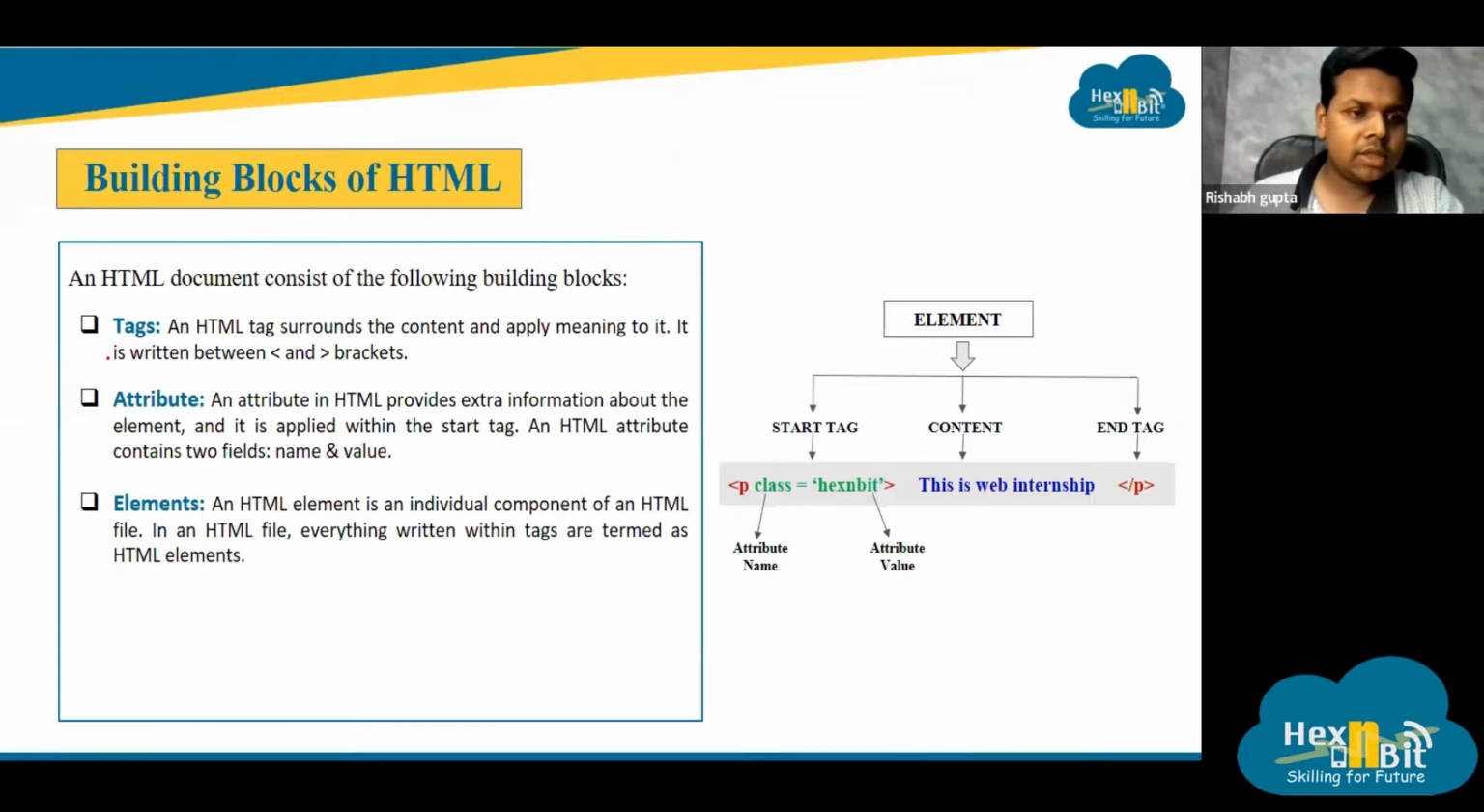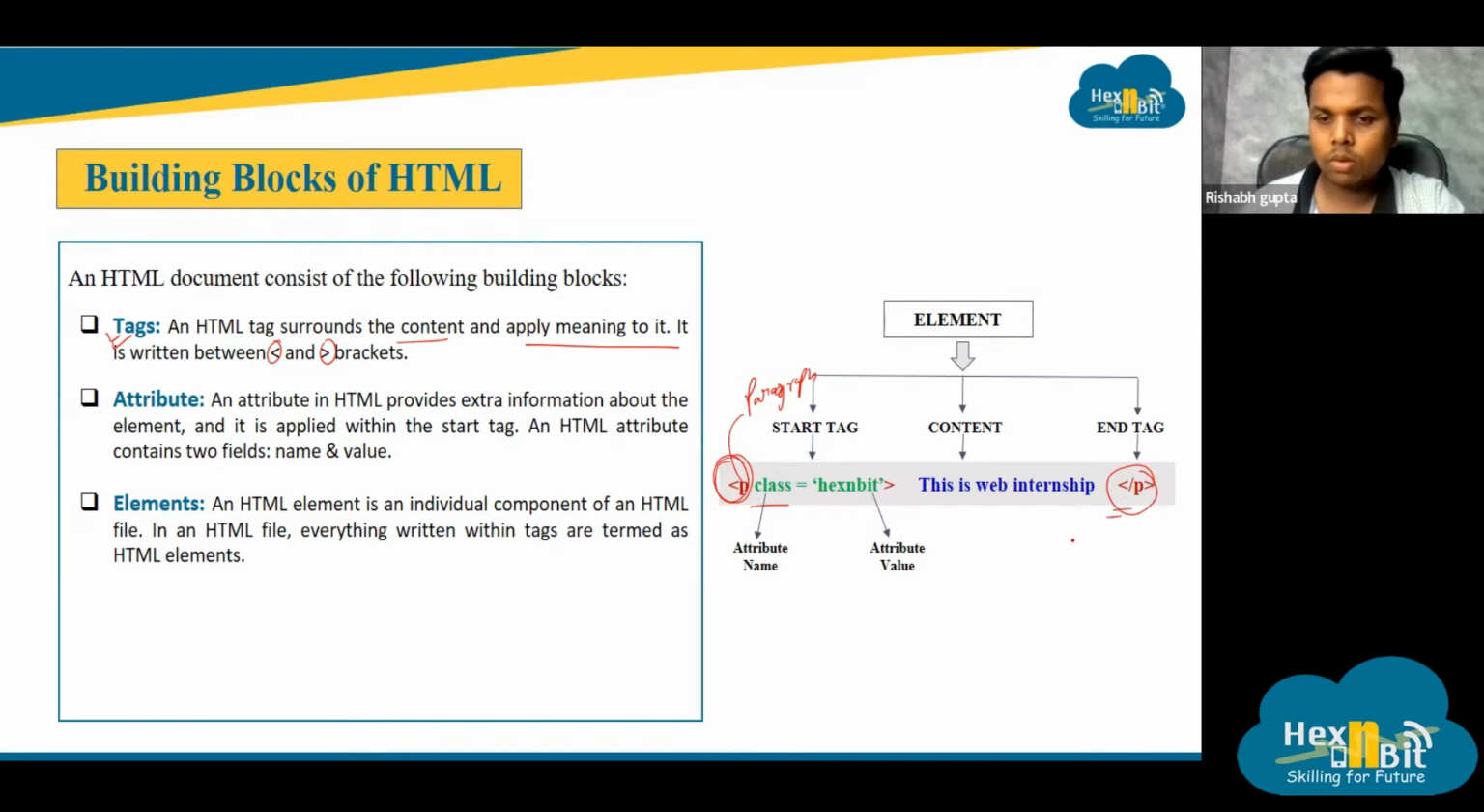So we have tags. Okay. So an HTML tag surrounds the content and applies meaning to it, right? It is written in greater than and smaller than brackets, right? So this is one of the examples. In this example, you can see we have this P tag. P stands for paragraph. Okay, so this is an opening paragraph tag, and this is the closing paragraph tag, right? So each and every HTML element consists of a tag, and each tag has an opening and closing tag, right?